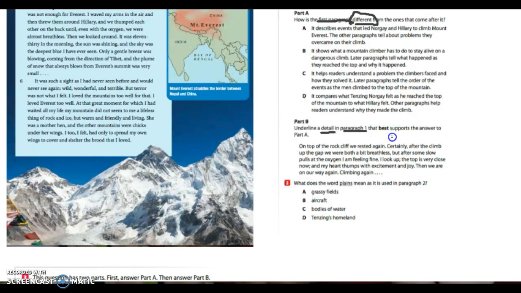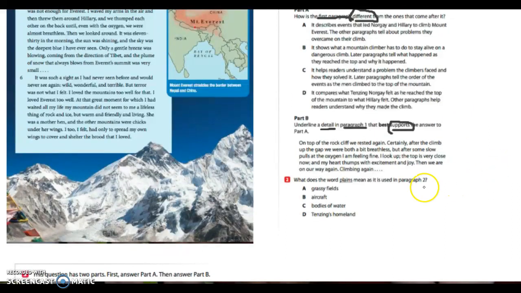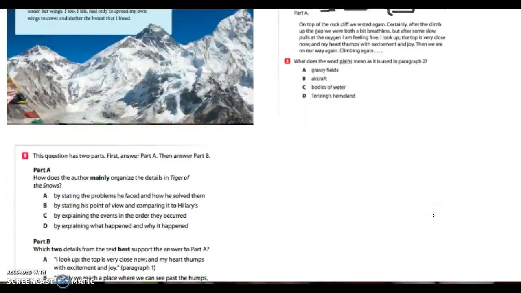So I went ahead and I underlined detail. I underlined paragraph 1 because that's where we will find the information. And I circled the word support because support means to back it up. So we're going to find one thing that backs up why the paragraph is different from the others. Number 2. What does the word plains mean as used in paragraph 2? So we are looking for the word plains.